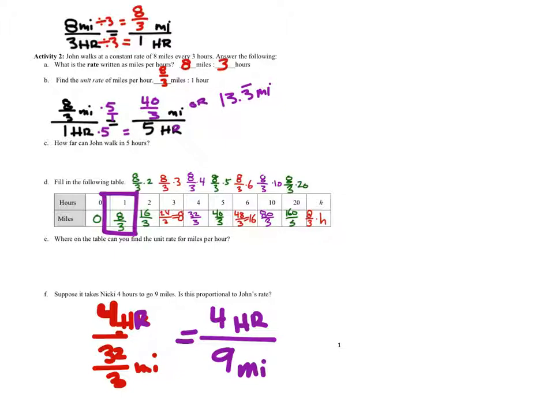No, because if we change John's into a decimal, we should get something like 10.6 repeat. So knowing this, we can see that they're not equal. So this is not proportional. But who's walking faster? John. John is, right? Because John's walking 10.6 miles every 4 hours, while Nikki's only walking 9.